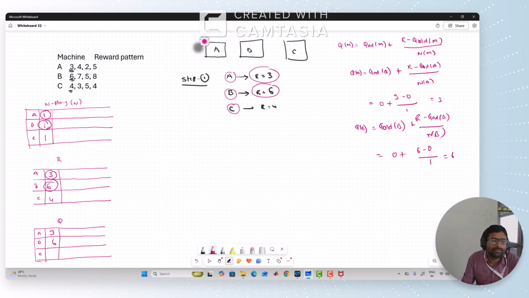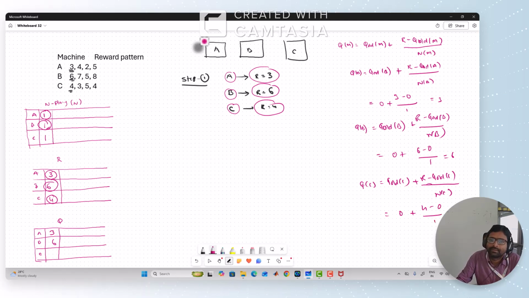Okay. Now similarly, Q of C equals old Q of C value, because now we moved to the C machine, plus reward minus Q old of C, divided by N of C. That means Q old is 0 and reward value R equals 4, minus old value, which is 0, divided by 1. So now it is 4. That's all. So I got all the initial data.